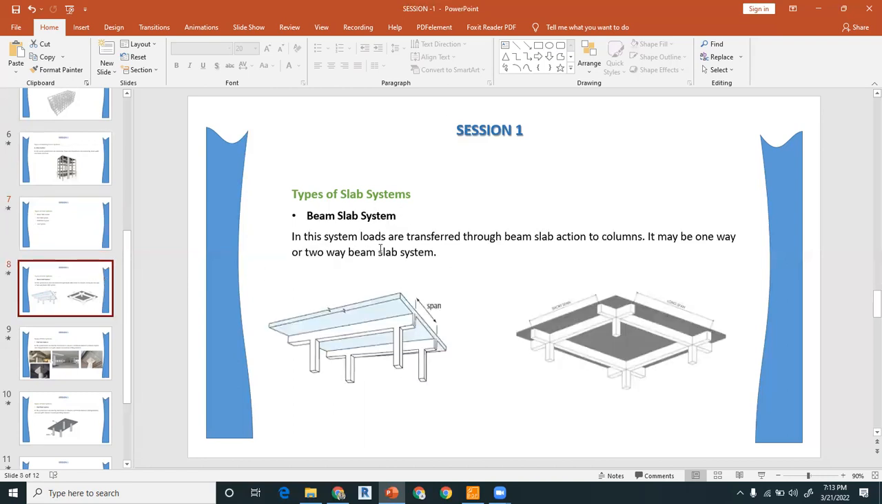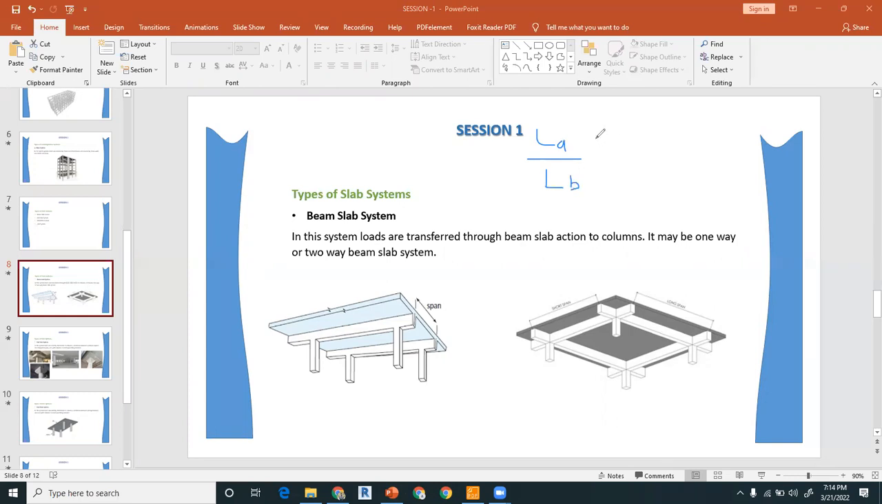The beam slab system: in this system, the loads are transferred through beam slab action to the columns. And this system may be a one-way or two-way beam slab system. You can see on the left side, this is a one-way slab system, and this is a two-way slab. So I assume that you know what a one-way slab and a two-way slab are, but let me discuss it: we have to divide the longer length, for example LA, by the shorter length of the span.